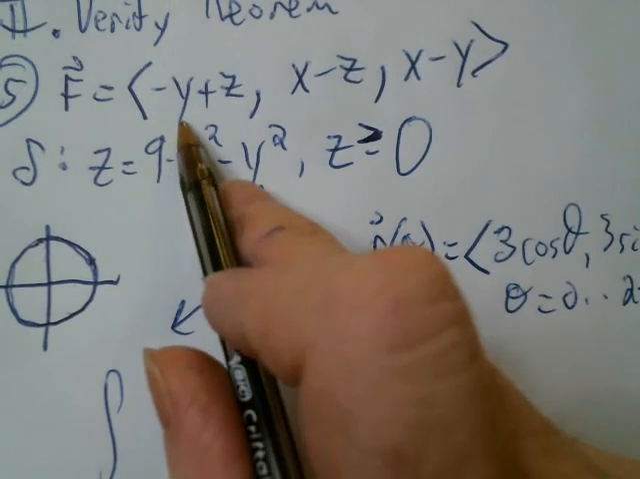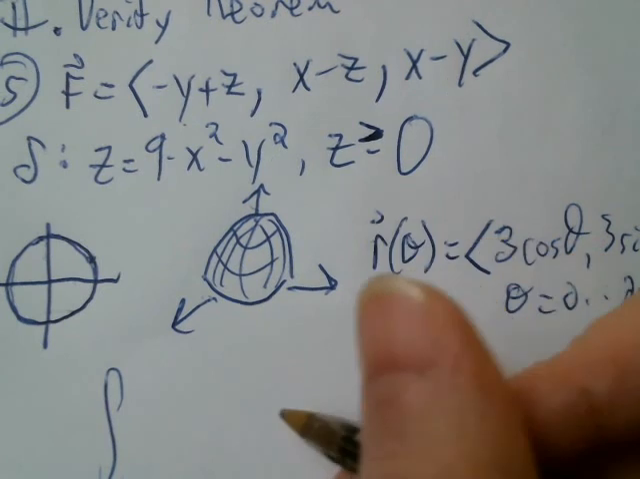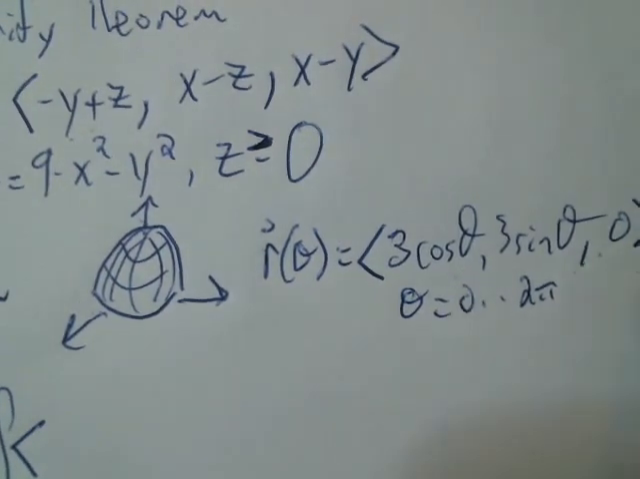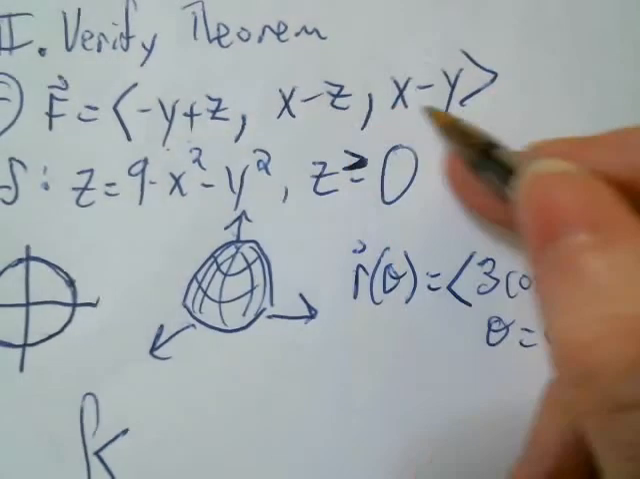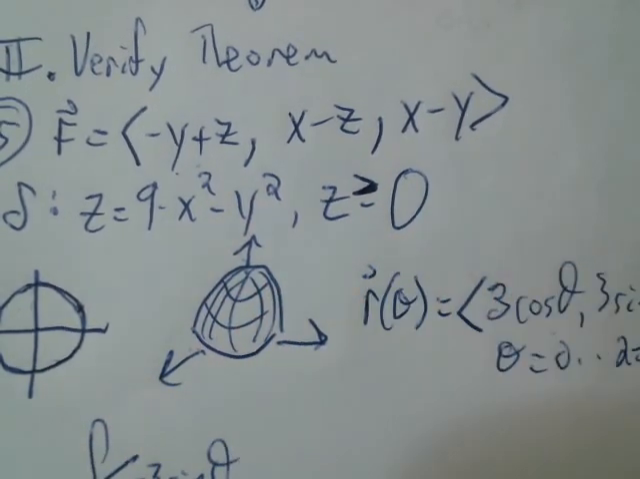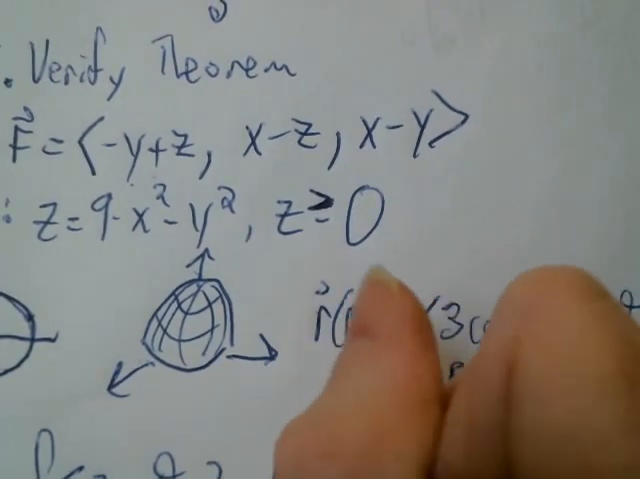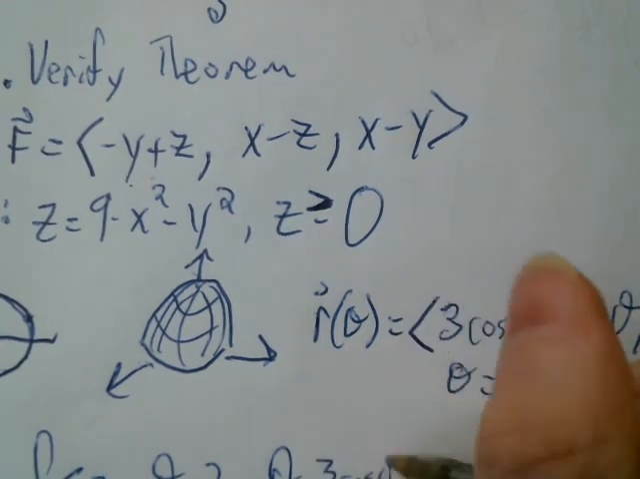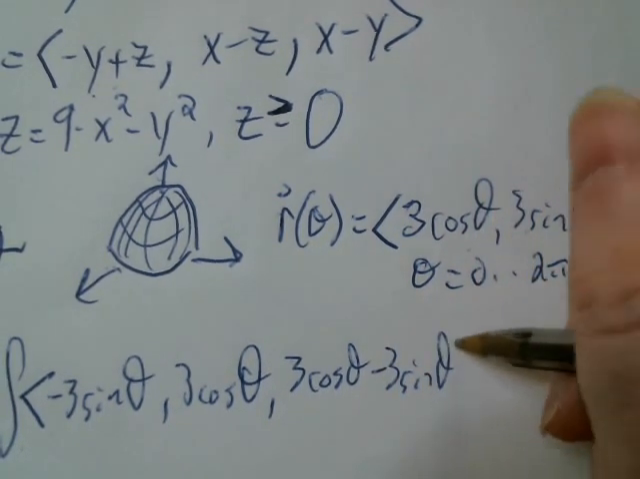And so for the vector field itself, inside, I'm replacing all the x, y and z with this material here. So this is now my x, this is my y, this is my z. So negative y plus z: negative y is negative 3 sine theta, z is 0. x minus z will be 3 cosine theta, and then x minus y is 3 cosine theta minus 3 sine theta. Sorry if I went off the page.